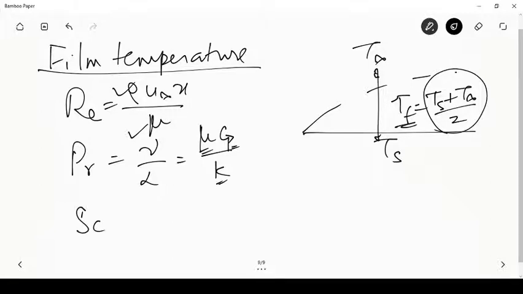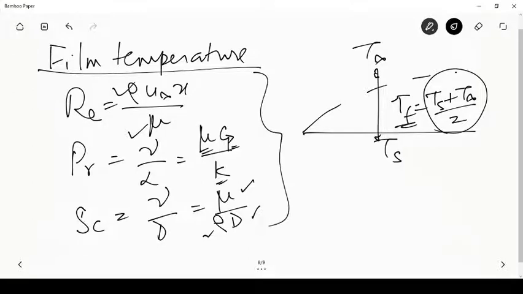Similarly, Schmidt number is mu by D, which is mu by rho D. Again, mu, D and rho are evaluated at the film temperature. And this K is Kf, of course. So when you do that, the calculations become more consistent, particularly when the properties of a particular substance have a substantial variation between Ts and T infinity. Okay, so that is one thing that we need to remember.